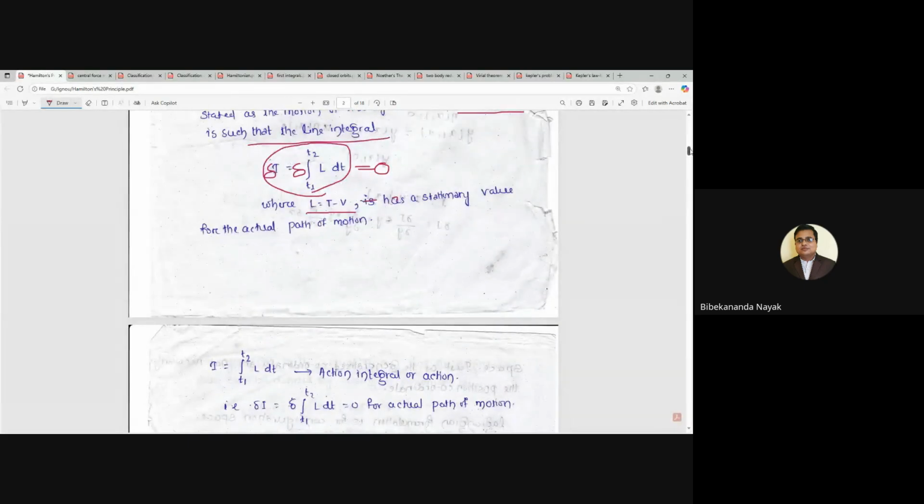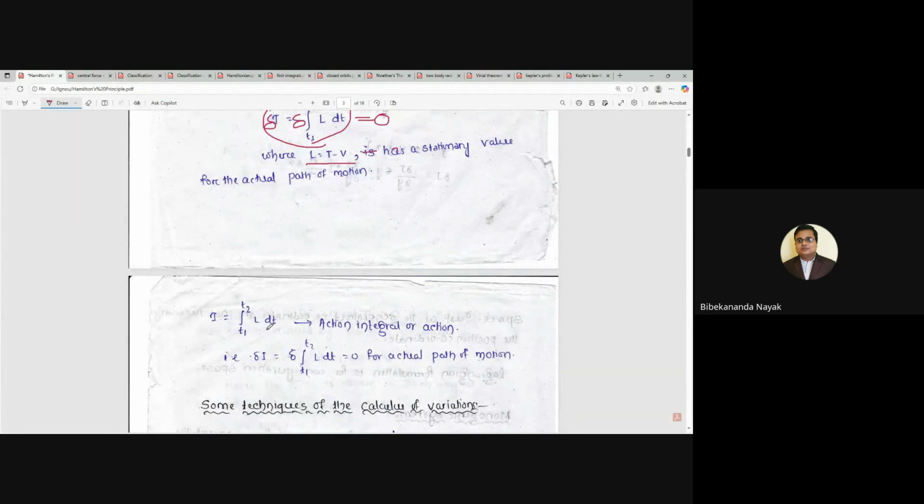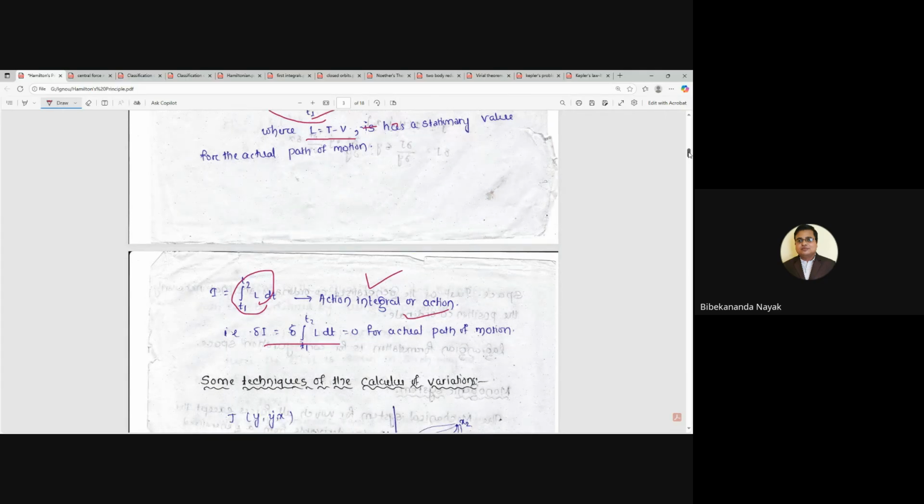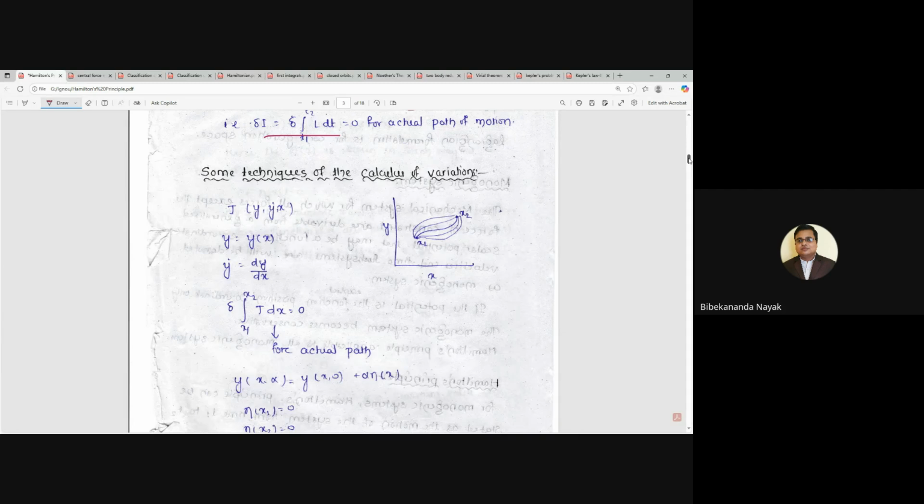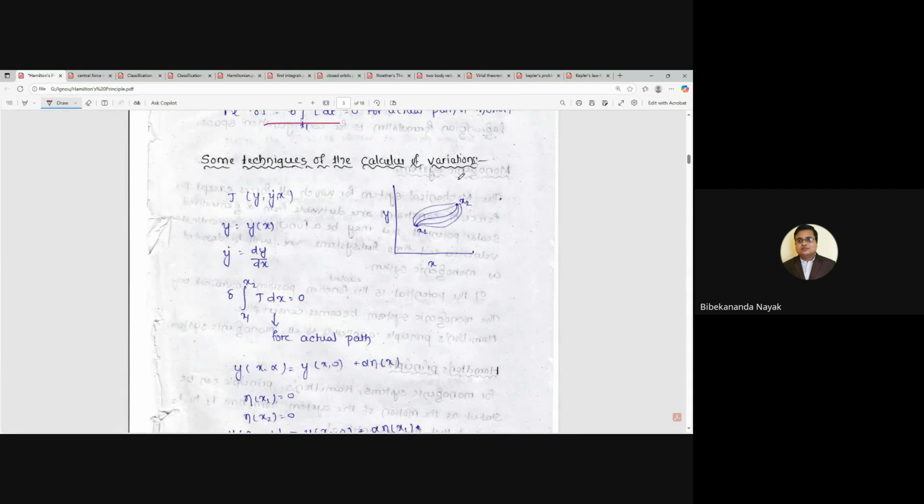This integral, the integral of L dt, is known as the action integral or action, and since it is stationary, delta I is equal to 0 for the actual path of motion. Okay. So now we find the technique of calculus of variation. Actually, this method is used to derive not only Lagrange's equation, but you can also solve many problems from this.